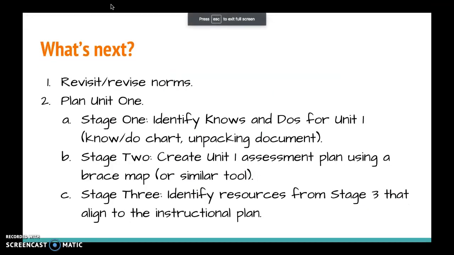So for the rest of the day, you're going to be able to work within your PLC to plan Unit 1. We would suggest that you begin by revisiting and revising the norms for this year, and then keep those hung up in your classroom or your meeting space, just as a reminder. And then when you're ready, jump into Unit 1, beginning with Stage 1 and the know's and do's, and then Stage 2, that assessment plan, and then Stage 3, looking for some resources that you can use to align to your instructional plan.